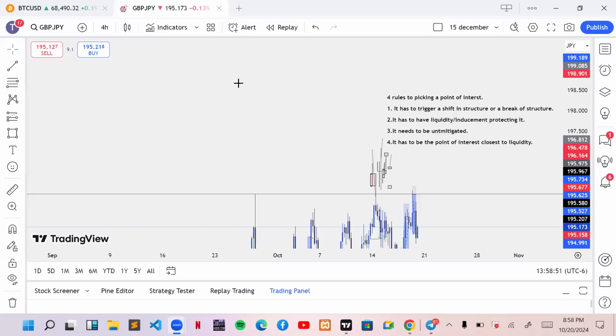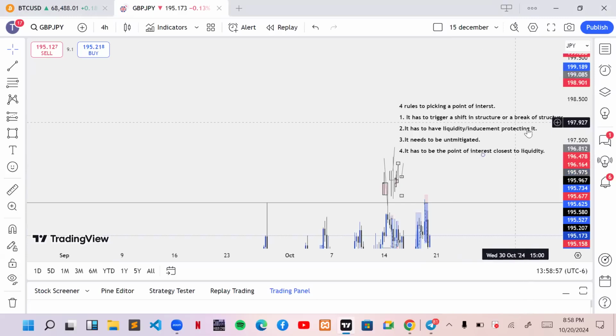Your breaker block needs to have a breaker structure. Now, I'm not paying attention to these rules I wrote down. I said it has to trigger a shift in market structure or a breaker structure. That's actually the first rule here. The point of interest has to trigger a breaker structure or a market structure shift. I don't look at fair value gaps. I don't include that in my strategy.